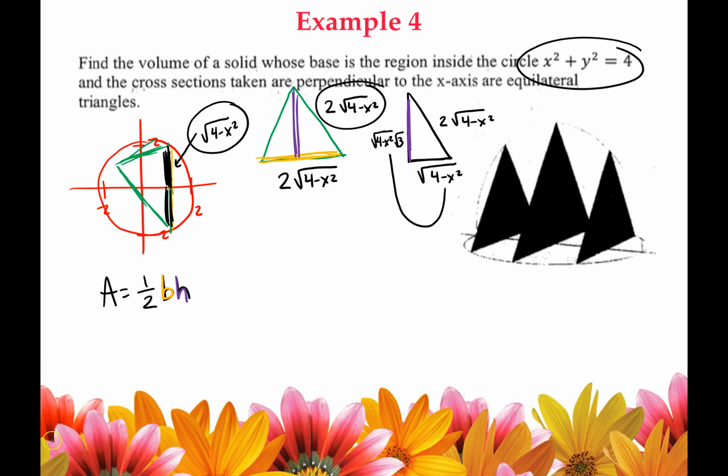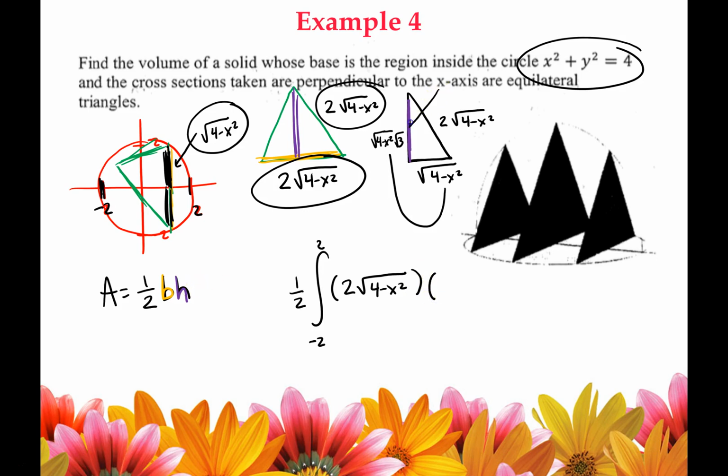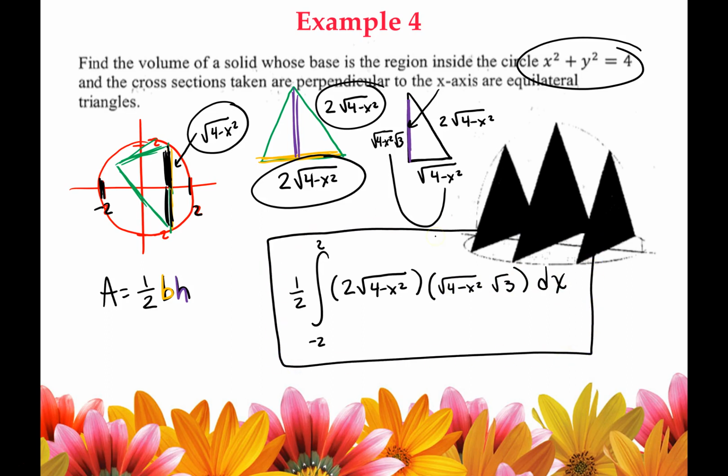So my integral here is going to be the integral from -2 to 2. Remember, we're looking at our x values here, -2 to 2. And we're going to have 1/2. The base of the triangle is this. That's going to be a 2 root 4 minus x squared. And then I'm going to times that by my height, which is my purple thing right here. And that's going to be the square root of 4 minus x squared, and then root 3. And then don't forget your dx. And of course, we can throw this into our calculator and get our answer.